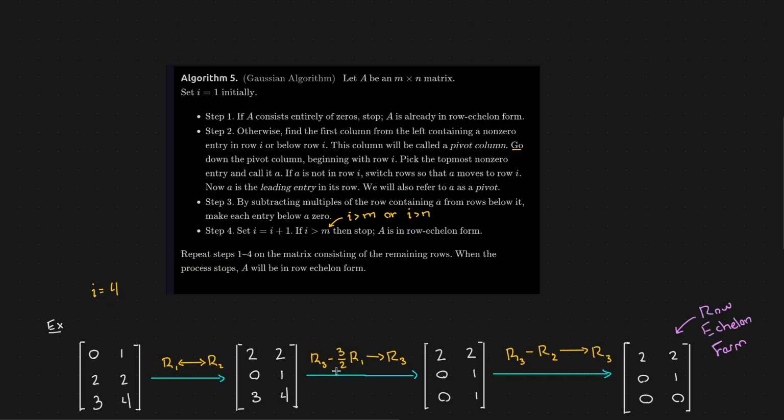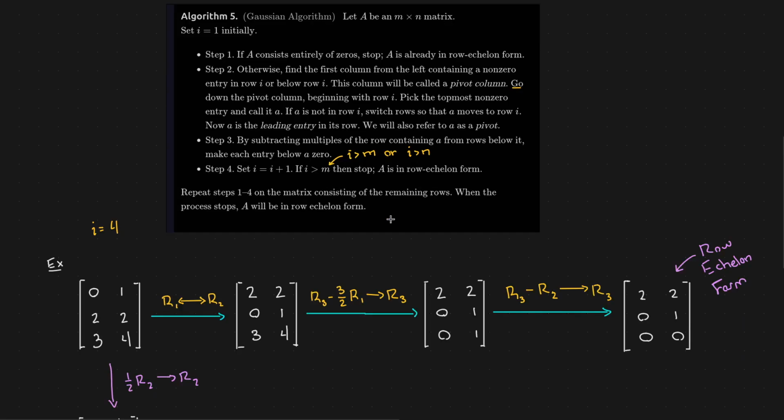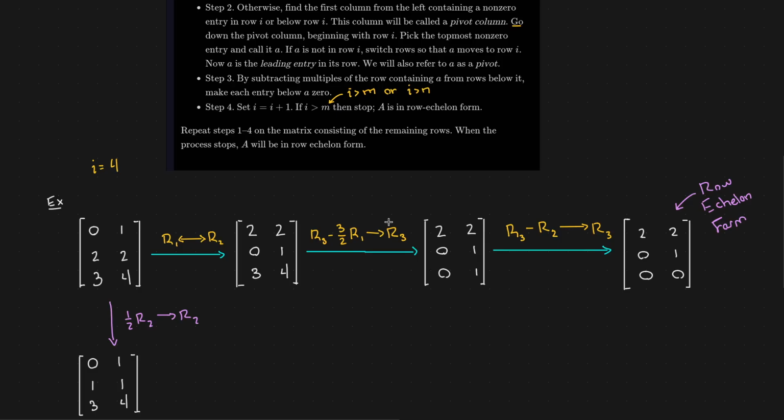So what that means is that this Gaussian algorithm will always give us a matrix in row echelon form. But it's not the only way to get a matrix in row echelon form. If you do it, you might use an approach that's a little different than the algorithm and still get a matrix in row echelon form, and that's okay.